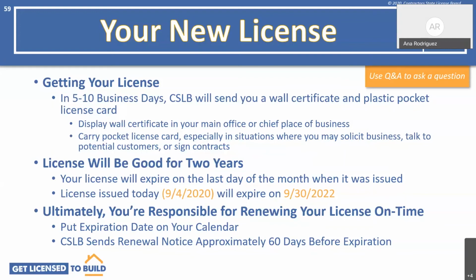Your license will be good for 2 years. It will expire on the last day of the month when it was issued. For example, a license issued today, September 4th, 2020, will expire on September 30th, 2022. Be sure to put that expiration date on your calendar, in your phone, anywhere you need to remind yourself so that you don't forget. CSLB will send you a renewal notice in the mail approximately 60 days before it expires, but ultimately it is your responsibility to renew your license on time.